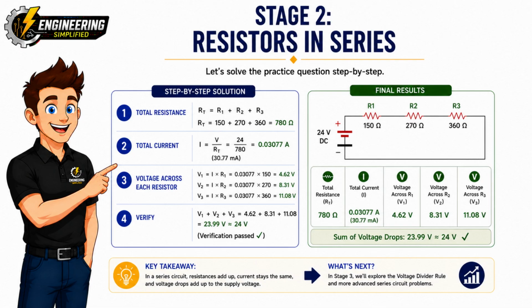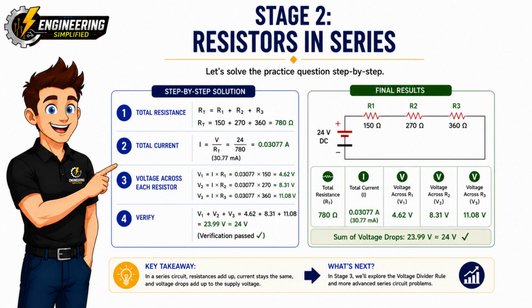Next, we use Ohm's law to calculate the total current. We divide the 24-volt supply by the 780 ohm total resistance, giving a current of 0.03077 amps, or 30.77 milliamps. Since this is a series circuit, that exact same current flows through every resistor.